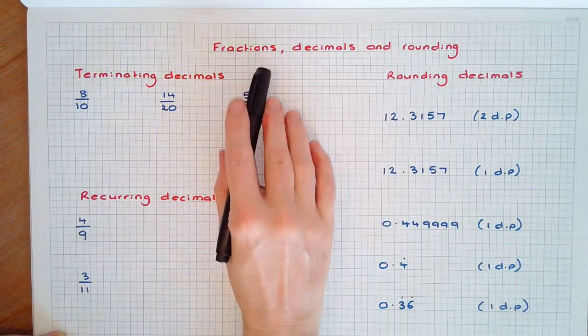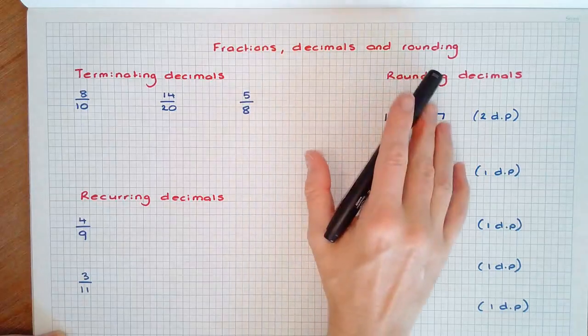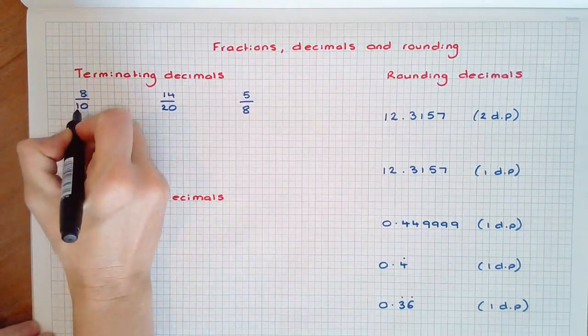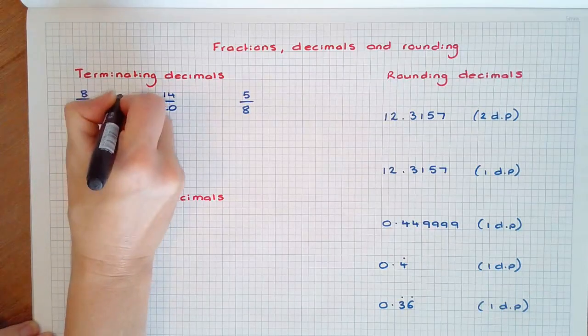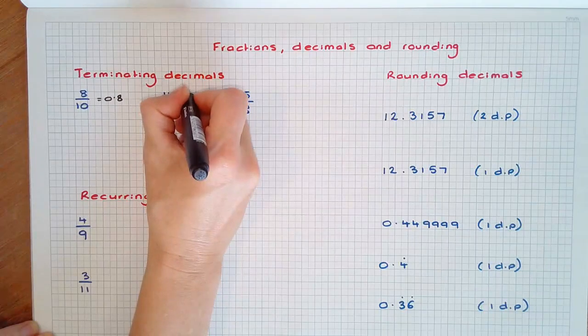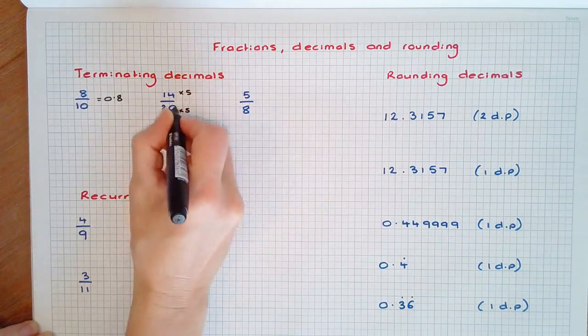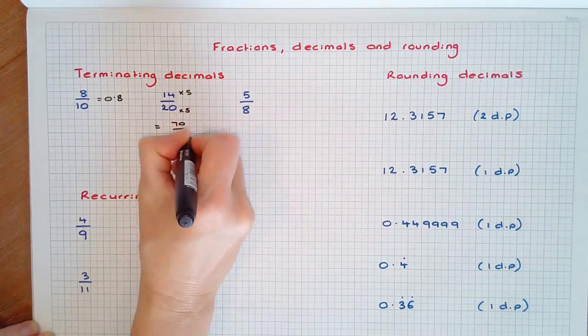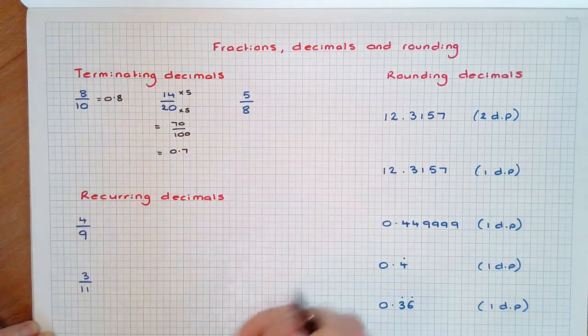In this video, we're going to have a look at fractions, decimals, and rounding. Some fractions are easy to convert to decimals. For example, 8/10 is 0.8. 14/20 we can multiply the numerator and the denominator by 5 to have a denominator as a power of 10, being 70 over 100, and then converting to 0.7.